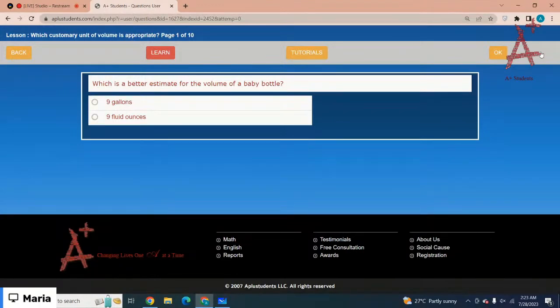Which is a better estimate for the volume of a baby bottle? 9 gallons or 9 fluid ounces, which is the correct option? The correct option is 9 fluid ounces, because 9 gallons is much bigger for a baby bottle, right? So the correct option is 9 fluid ounces.